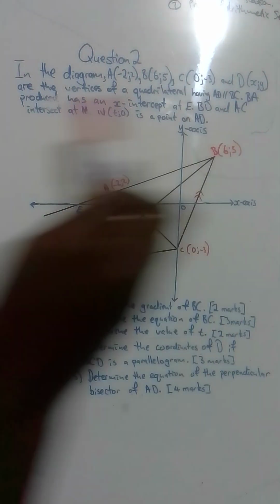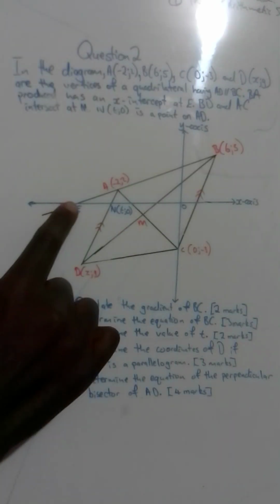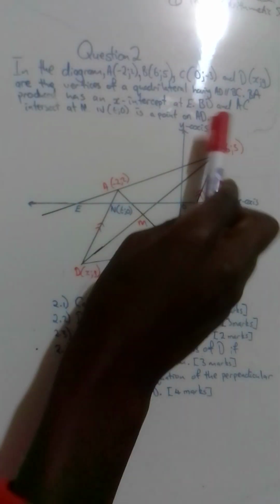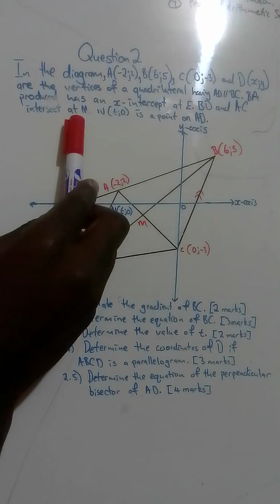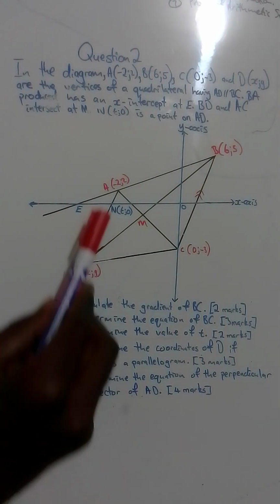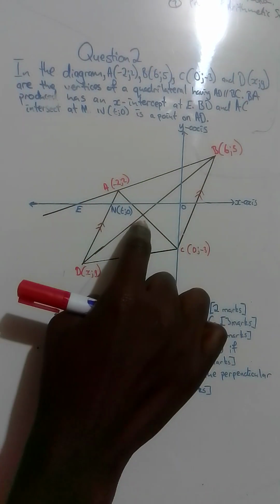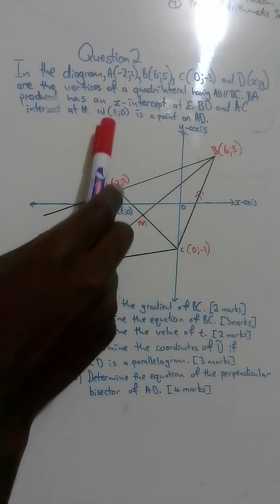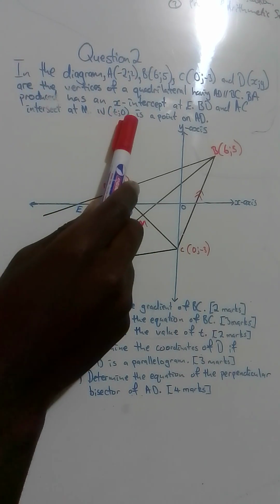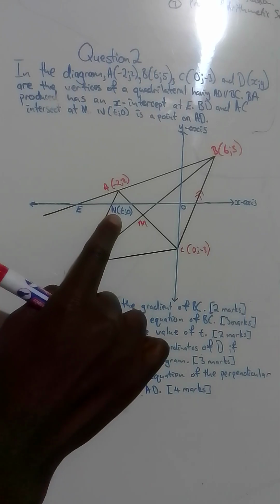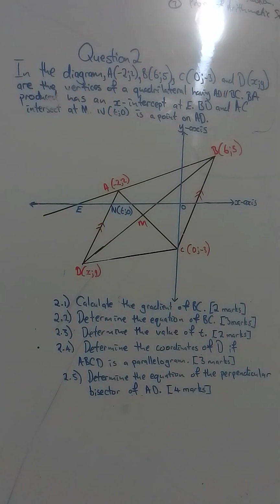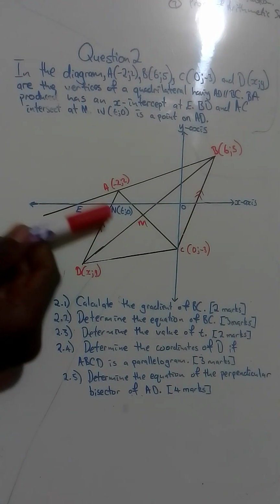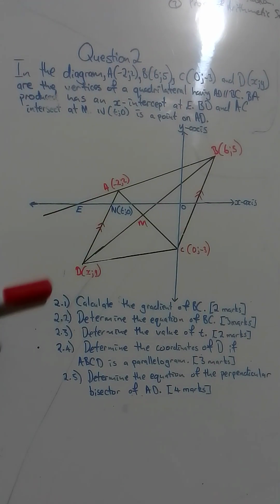Now we're told that BA produced has an x-intercept. So this line BA has an x-intercept at point E, and BD and AC intersect at M. Line BD and AC meet at point M. And then we're told N has coordinates (t, 0). So we do not know the x coordinate, but we know that y is equal to 0. And it is a point on line AD. Now, let's see the question.